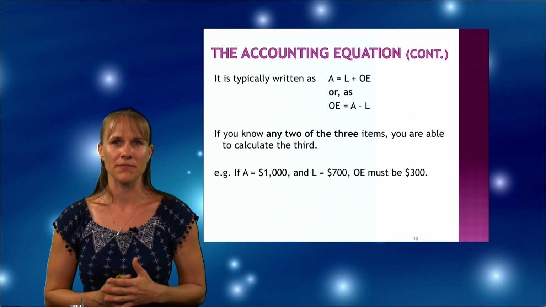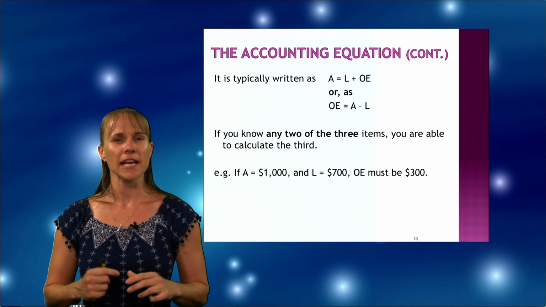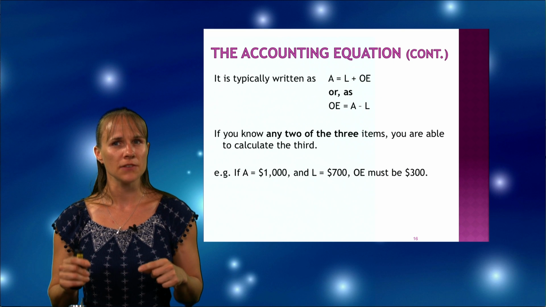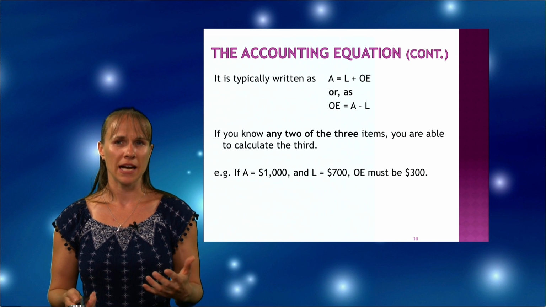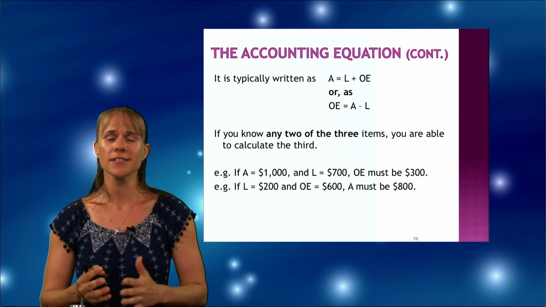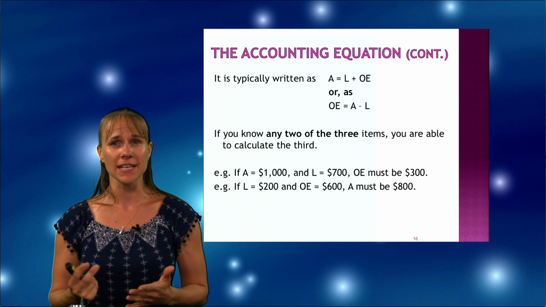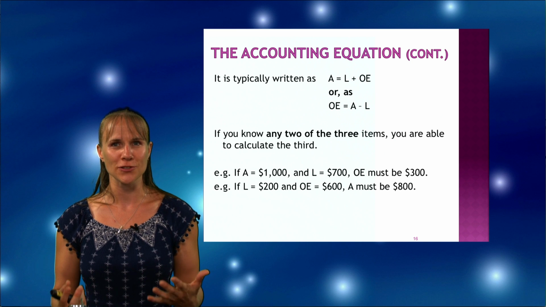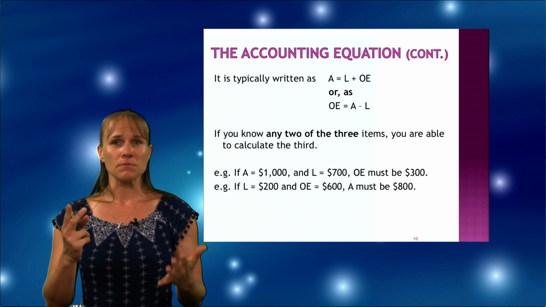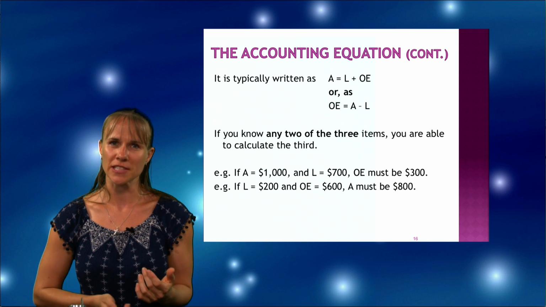So here, some brief examples. If, for example, our assets equals $1,000 and liabilities equals $700, our owner's equity must be $300, because assets of $1,000 minus liabilities of $700 equals owner's equity of $300. Also, if we take liabilities of $200 and we have owner's equity of $600, then our assets must be $800. Liabilities plus owner's equity, 600 plus 200, will give us our assets of 800.